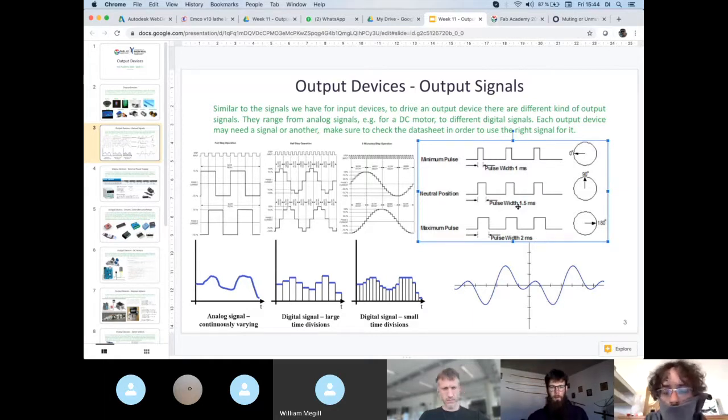Sorry for interrupting. Did I get it right? Does it mean that 1 millisecond is always the minimum pulse and 2 milliseconds is always the maximum pulse, or is it just in this example?